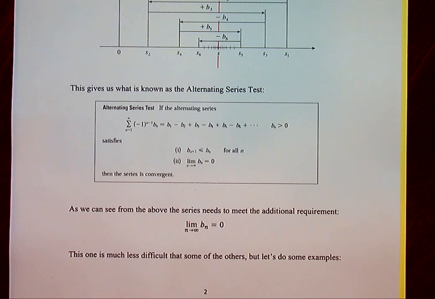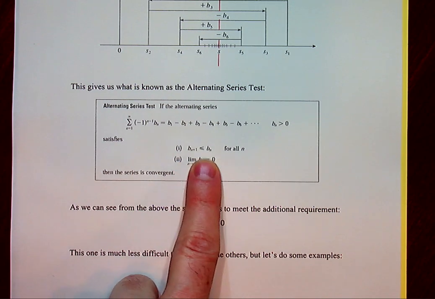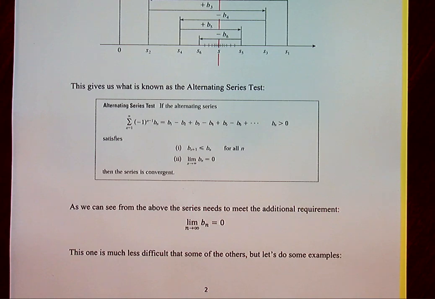One is that you need to demonstrate that the next term, meaning B sub n plus 1, is smaller than or equal to B sub n, and the other is that those B sub n values, as n goes off to infinity, are approaching 0.